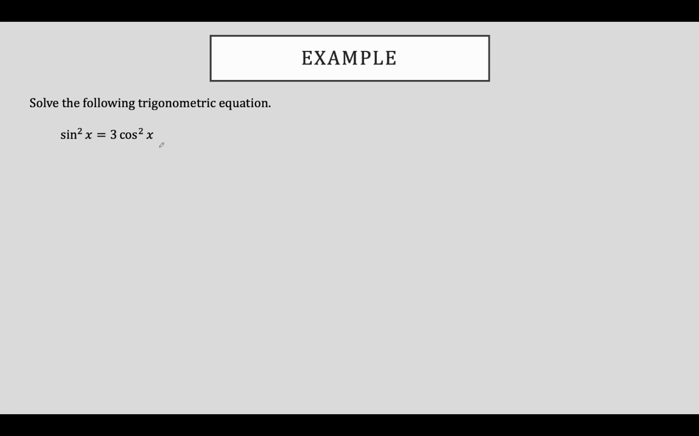Let's look at a few more examples of solving trigonometric equations. Here we have the equation sine squared x is equal to 3 cosine squared x. Now in this problem, things are a little bit more complicated because we have two different types of trigonometric functions.